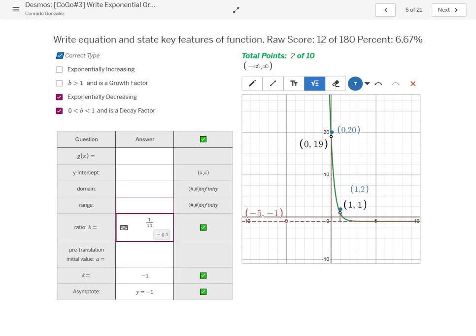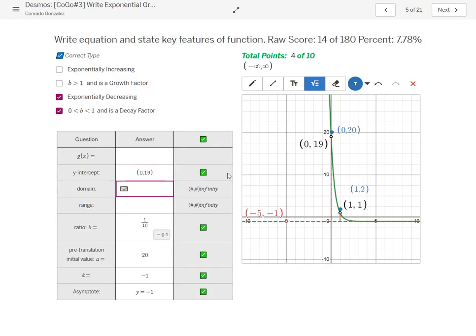You could retype it in there and check it. Oh yeah, 0.1. It is 1/10. So the pre-initial value, you can see it, I just typed it. It's 20. So the pre-translation initial value is 20, right? And then after it translates, the y-intercept is (0, 19). That's after the translation.